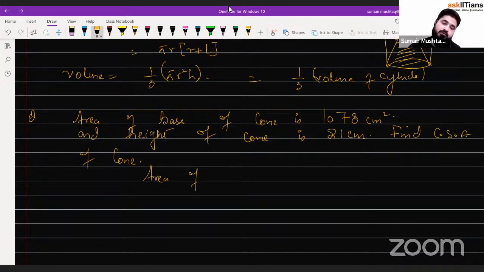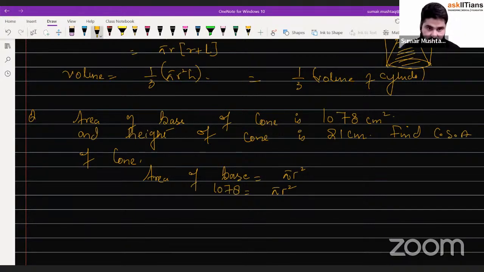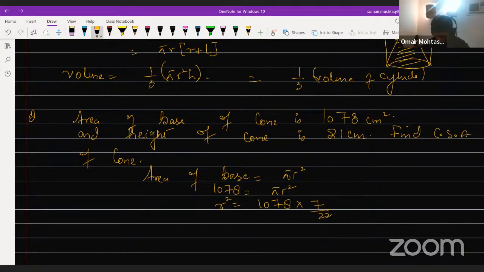Area of base is equal to pi r square. That is given as 1078. Is that okay? Now, what's the next thing that you need to do? Find the value of r. So r square will be equal to 1078 multiplied by 7 by 22, because you know pi is equal to 22 by 7. After turning on the other side, it will be 7 by 22.